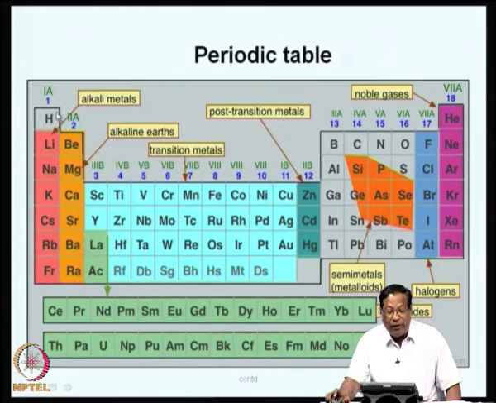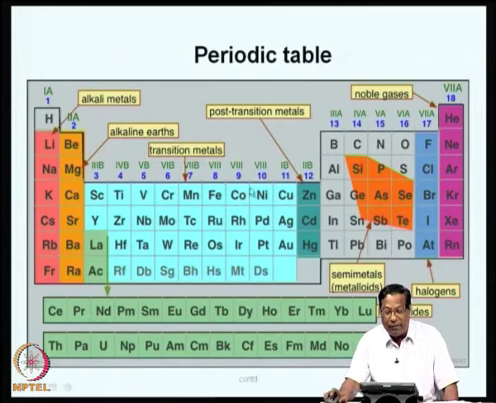For example, here you can see all these are basically non-reactive elements, like helium, neon, argon, krypton, xenon, radon. They are all called noble gases. And then here is hydrogen, lithium, sodium, potassium, cesium, rubidium, francium, where 1 electron is there in the outermost orbital, that is s orbital, and then beryllium, magnesium, etc. These are all basically divalent metals.